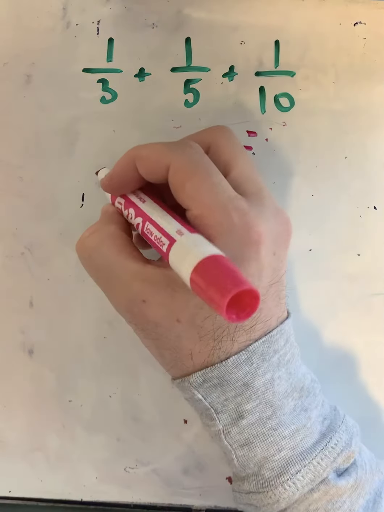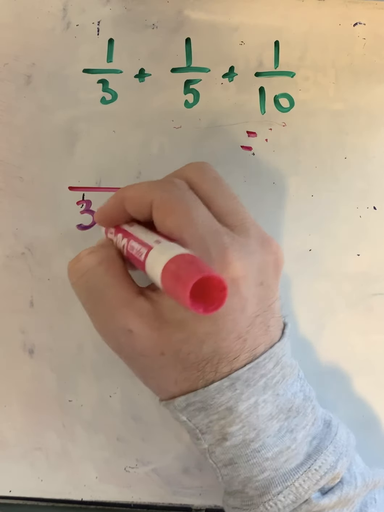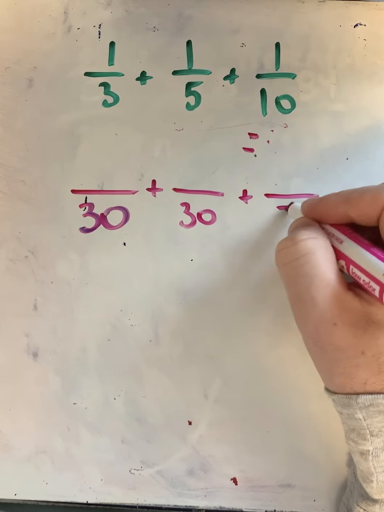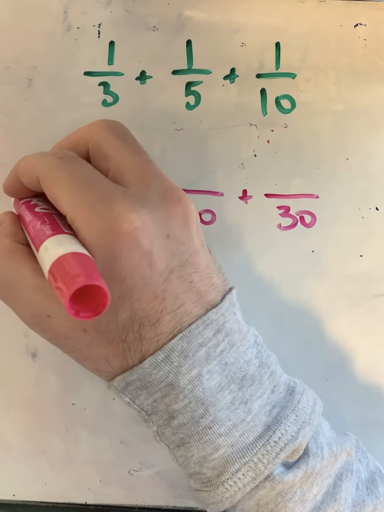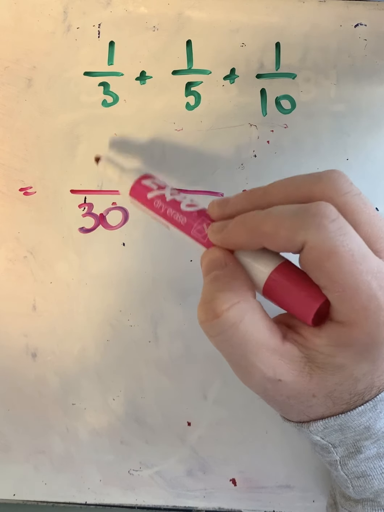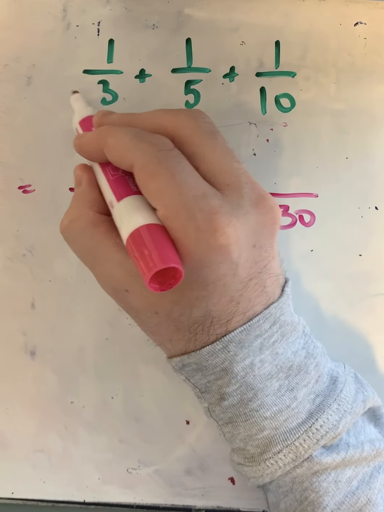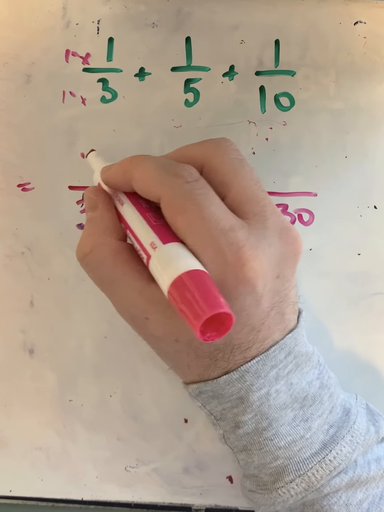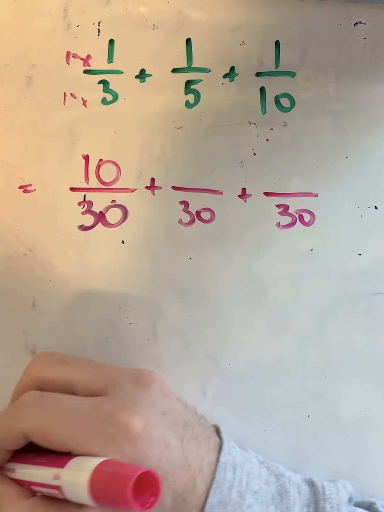So we now know that our new denominators are all going to be 30. Our next line will look a little bit like this. I asked myself, how did I get from 3 to 30? I multiplied it by 10. So I'm going to multiply the numerator by 10, right? Whatever I do to one side, I have to do to the other. So that's going to become 10.